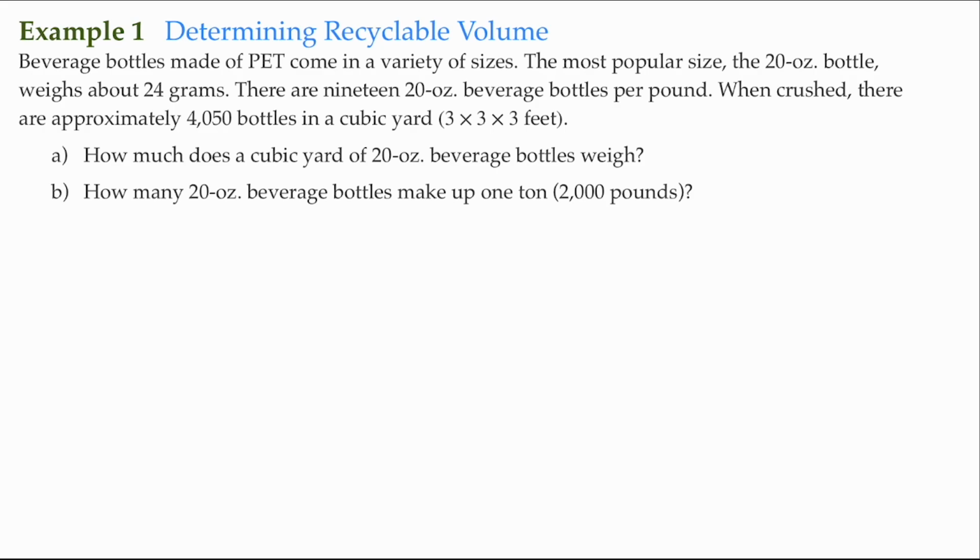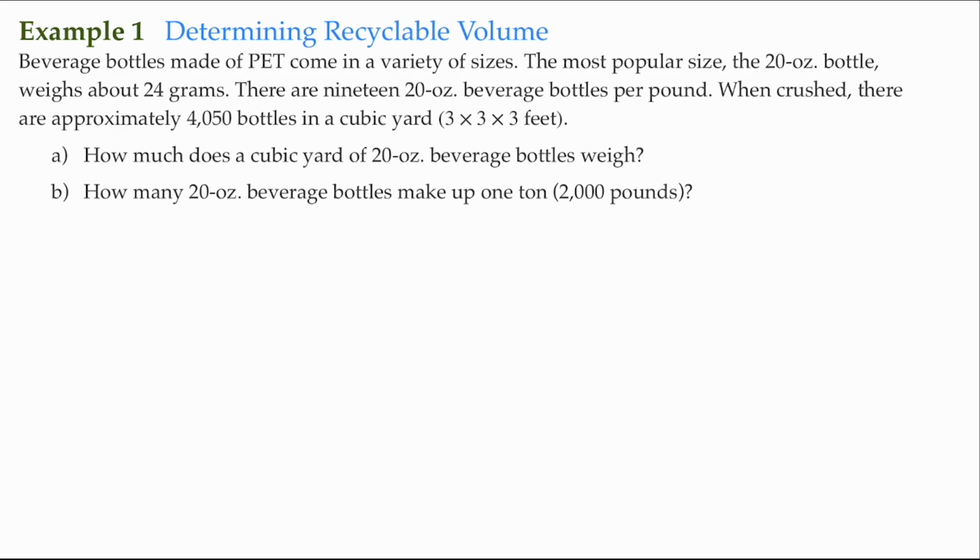So in this example, we are going to be determining recyclable volume. And this problem says, beverage bottles made of PET come in a variety of sizes. The most popular size, the 20-ounce bottle, weighs about 24 grams. There are 19 20-ounce beverage bottles per pound. When crushed, there are approximately 4,050 bottles in a cubic yard, and a cubic yard is 3 feet by 3 feet by 3 feet. So then A says, how much does a cubic yard of 20-ounce beverage bottles weigh?